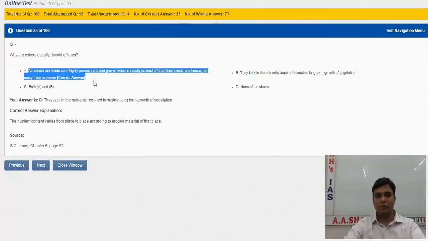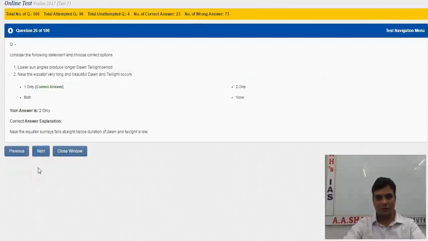Again, Goh Cheng Leong becomes your go-to book for this. If you read it even once, I'm not kidding you guys. If you read it even for once, you would be able to answer questions like what are eskers, what are erratics, because they are straight away lifted from the book. Highly technical in nature, but need only one good reading. That's it.